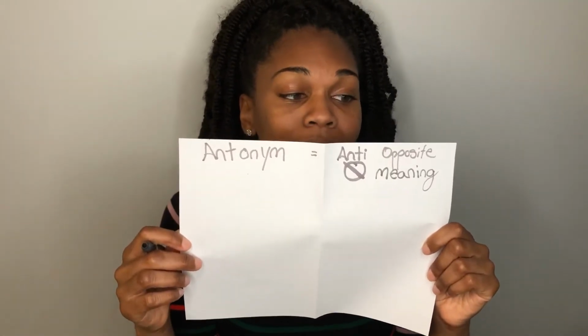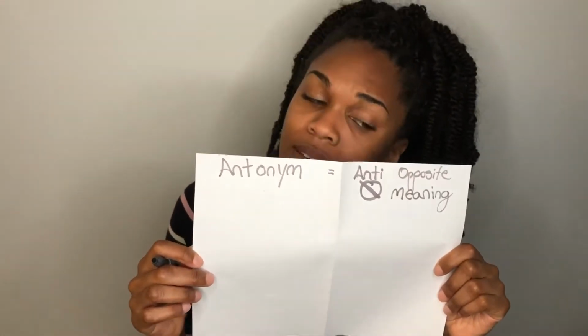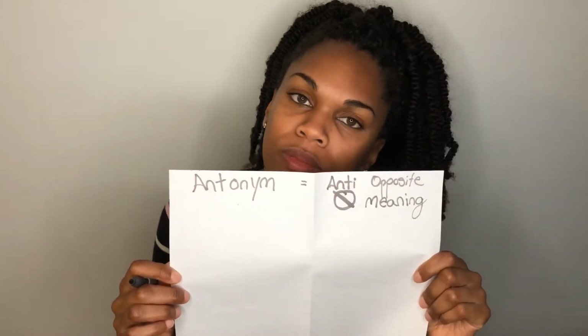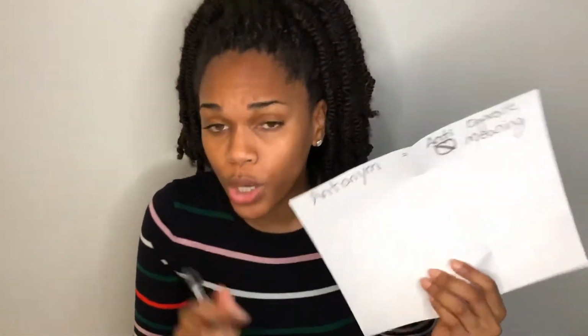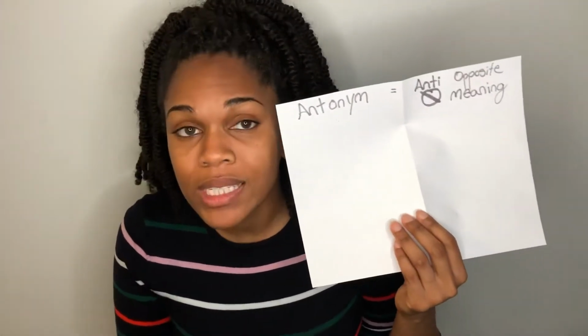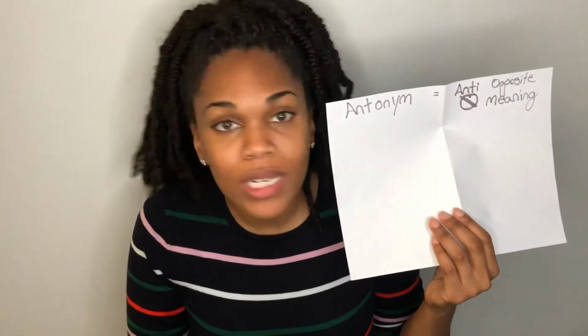Antonym, anti, opposite, meaning. Which means that antonyms are really talking about words that have opposite meanings. They do not mean the same things. They are the opposites. So we flipped the script and we're doing it differently. We first talked about synonyms and now we're talking about how things have opposite meanings. So what does that look like? Well, let me find some words for you.